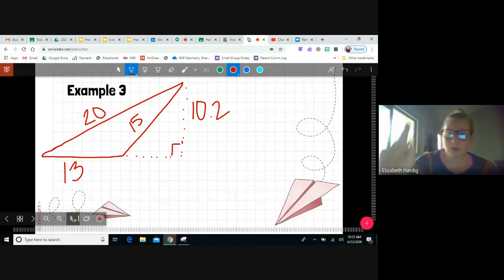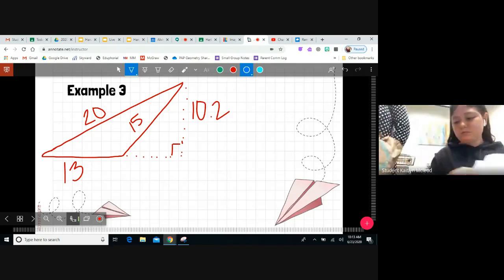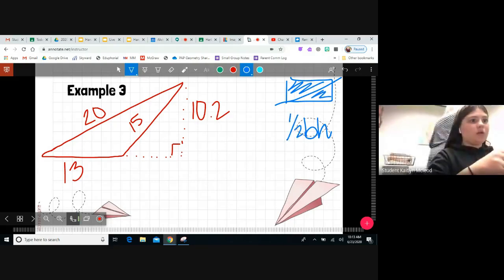Boys and girls, who remembers the formula for area of a triangle? So if you ever forget, think about how you would find area of a rectangle, which is base times height. And then if we cut it in half, I get 2 triangles. So I just take half of the base. Yes, ma'am.